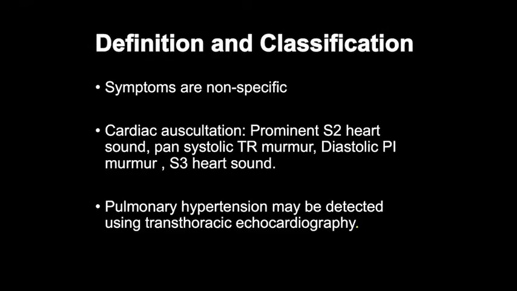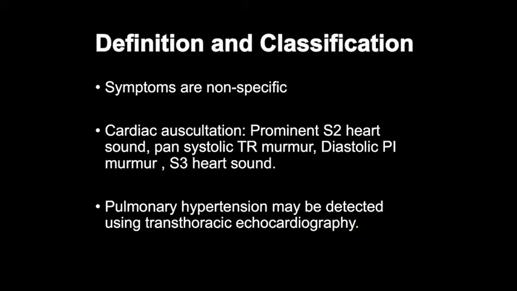As we are talking about pulmonary hypertension, the symptoms are very non-specific, but they usually present with shortness of breath on exertion, which can progress to shortness of breath at rest. Chest pain on exertion can progress to syncopal attack. On cardiac examination, there will be a prominent S2 heart sound, pansystolic tricuspid regurgitation murmur, diastolic pulmonary insufficiency murmur, and S3 heart sounds.